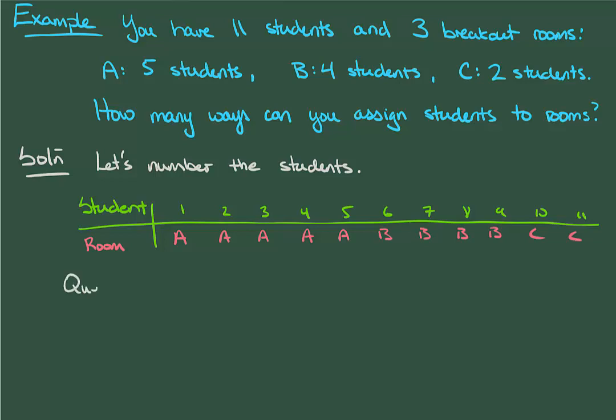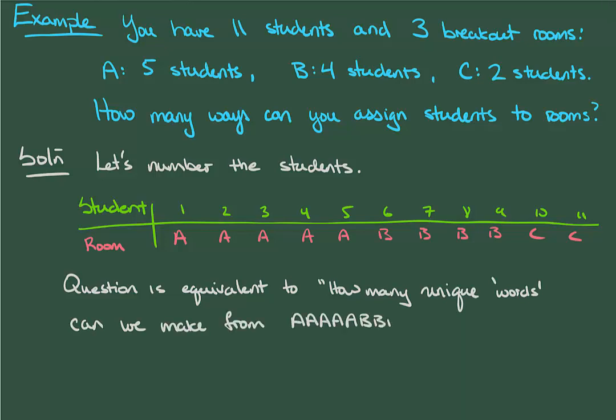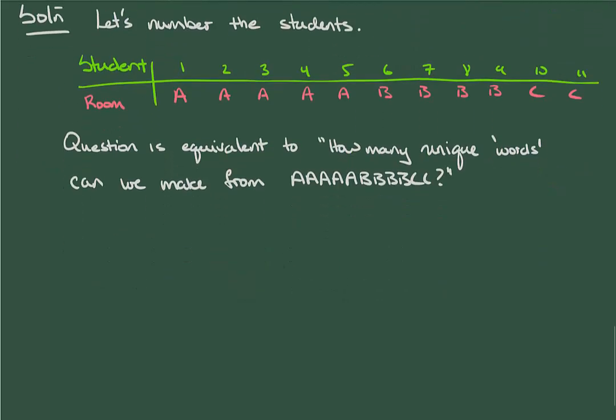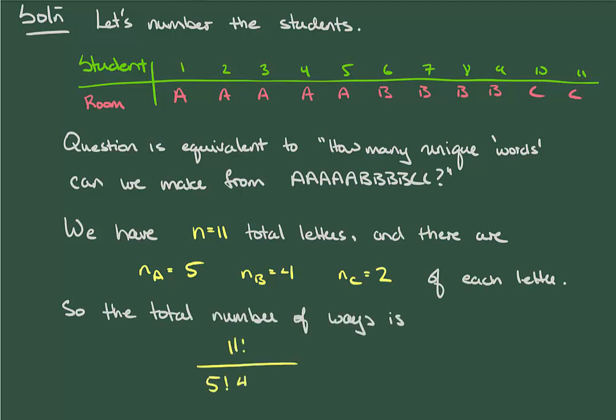If we think about this, we see that this problem is equivalent to asking how many possible unique arrangements there are consisting of 5 A's, 4 B's, and 2 C's. And that just makes this a repeated permutation problem. There are n equals 11 letters, there are 5 A's, 4 B's, and 2 C's. So if we plug everything into our formula, that gives us 11 factorial over 5 factorial, 4 factorial, 2 factorial, and we're done.